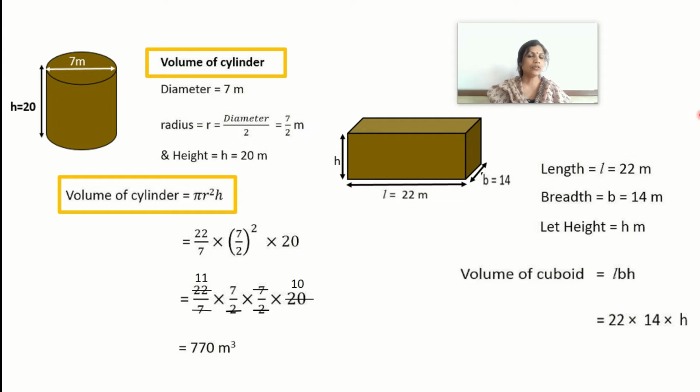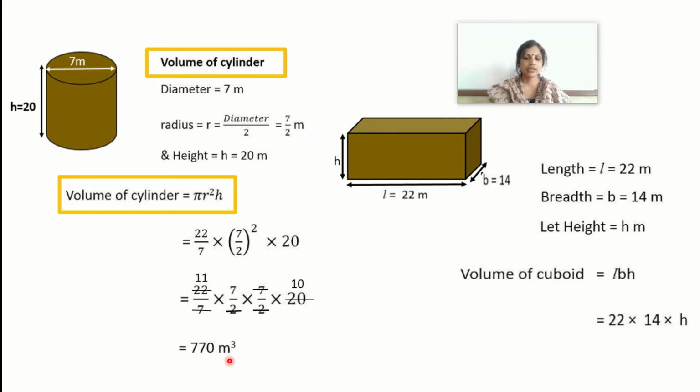Alright, I hope children you all are writing along with me. Now just check out what all terms you can cancel. So cancel out this 7, 7. You can cancel 2 11s are 22. Then we can cancel 2 10s are 20. You can write 11 into 7 into 10 and that is equal to 770 meter cube. So volume of cylinder we have calculated.